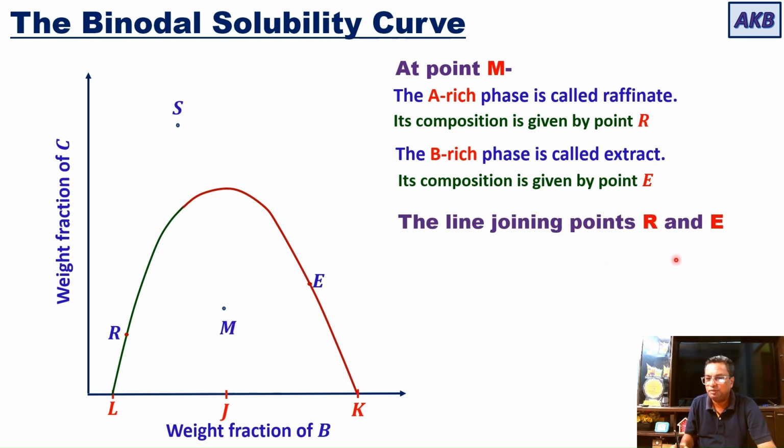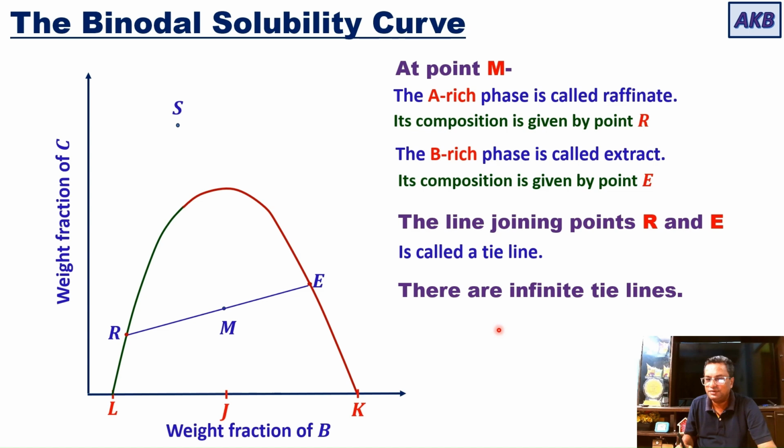Then the straight line that joins points R and E, and which passes through point M, is called a tie line. So now I have shown the tie line over here. And there are infinite tie lines on this particular ternary equilibrium diagram.